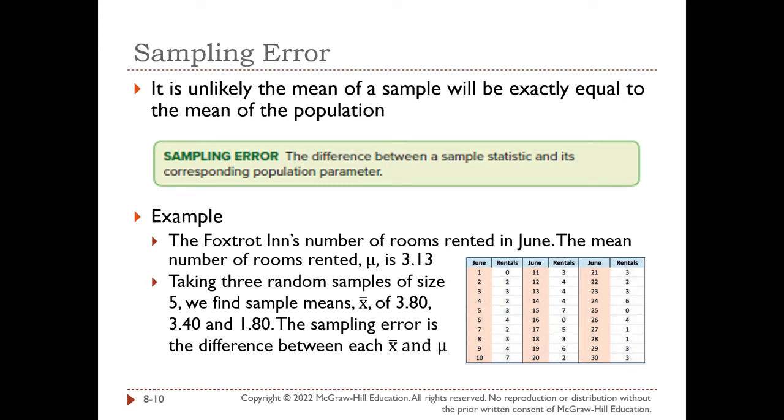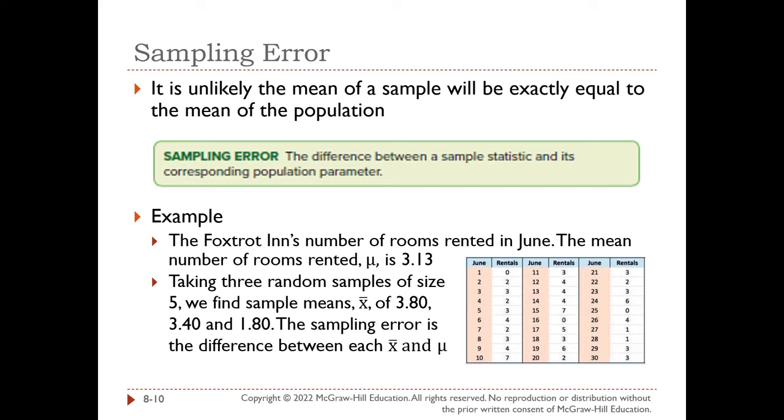So we're looking at 3.80 minus 3.13, a 0.67 sampling error. 3.40 minus 3.13, we have a 0.27 error. 1.80 minus 3.13, you have a negative 1.33. Okay? So sampling errors can be positive or negative.